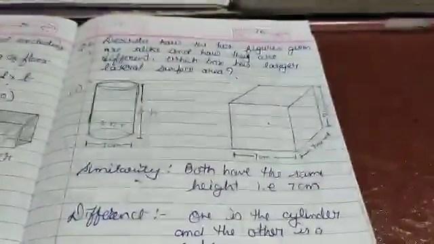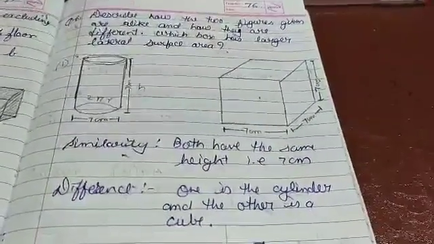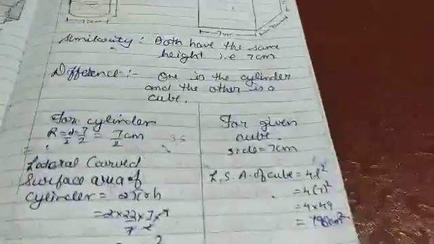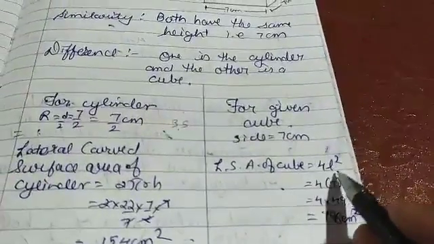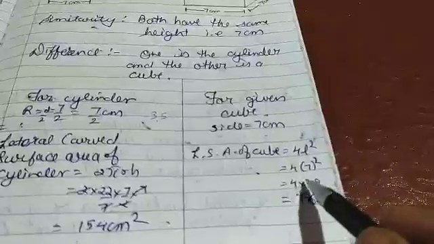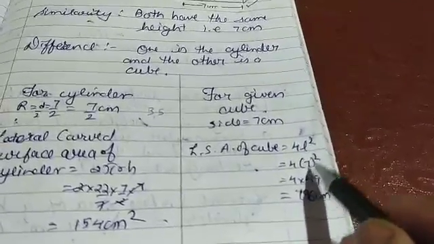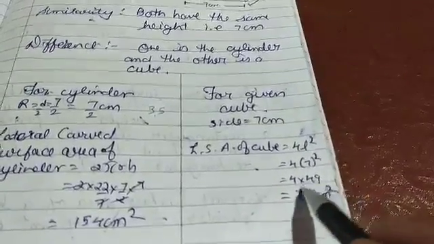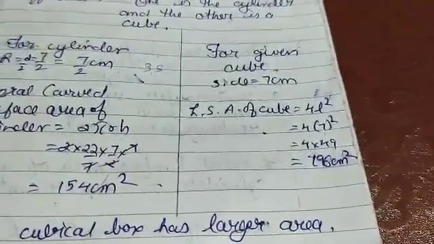So what will be the lateral surface area? It is not the total surface area, it's just the lateral surface area. Lateral surface means only the 4 walls. So the lateral surface area of a cube is 4l square, that is 4 side square. Here all sides are the same, that is 7, 7, 7. So length, breadth, height are all the same. So 4 into 7 centimeter square. 7 square is 49, 49 fours are 196.